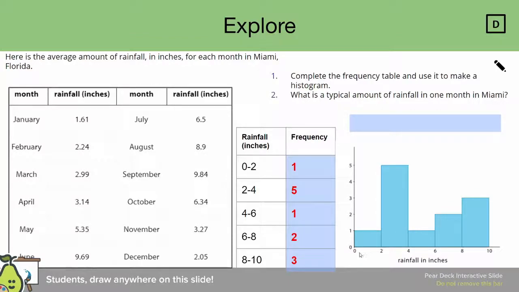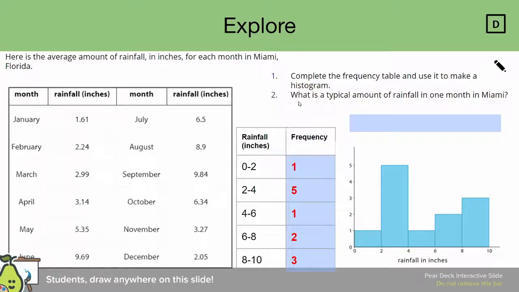So we can see between 0 and 2, that happens 1 time. So our bar has to reach the number 1. Between 2 and 4, we can see that our bar has to reach the 5, which is what we have. Between 4 and 6, we should only go up to 1, which is what we did. Between 6 and 8, we're going up to 2, which is exactly what we did here. And finally, between 8 and 10, we'll need to go up to 3, which is exactly what we have here. Good job. If your frequency chart looks like this and your histogram looks like this, then you are correct. Absolutely fantastic work. With that said, let's move on to question number 2.